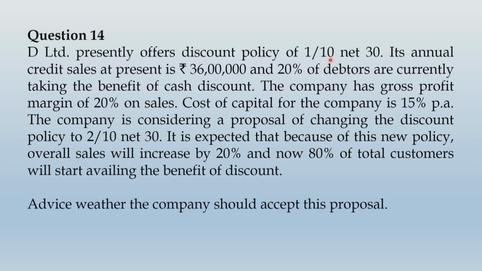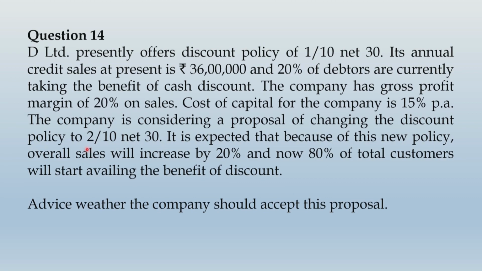So it is implied that remaining people will be making the payment in 30 days. The company has gross profit margin of 20% on sales. Cost of capital for the company is 15% per annum. The company is considering a proposal of changing the discount policy to 2/10 net 30.